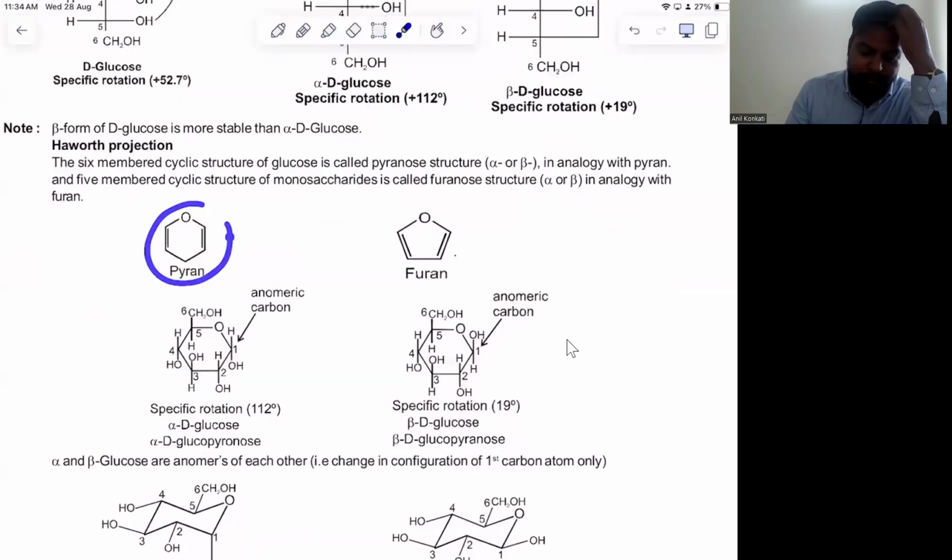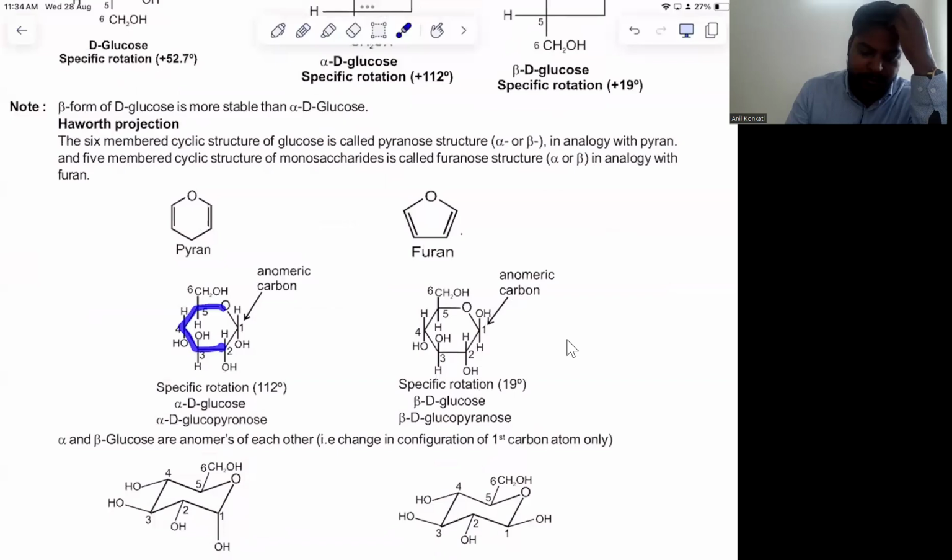So you can see this is the six-membered ring which you will write as a plane. And on top of them, at every carbon position, you will show that this carbon 1 is an anomeric carbon where it has formed hemiacetal. And if the OH is placed downwards, it is alpha. If the OH is placed upwards, it is beta.